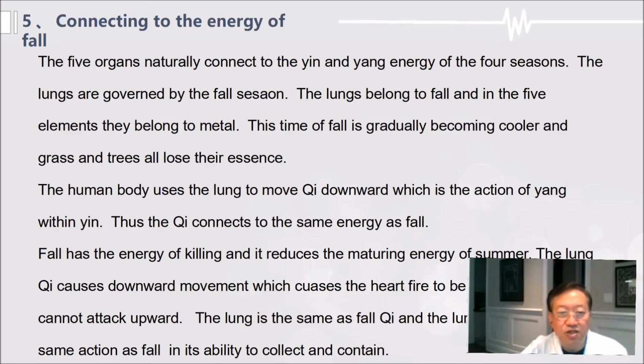The lungs connect to the energy of fall. The five organs naturally connect to the yin and yang energy of the four seasons. The lungs are governed by the fall season. The lungs belong to fall, and in the five elements, they belong to metal. This time of fall is gradually becoming cooler, and grass and trees lose their essence.